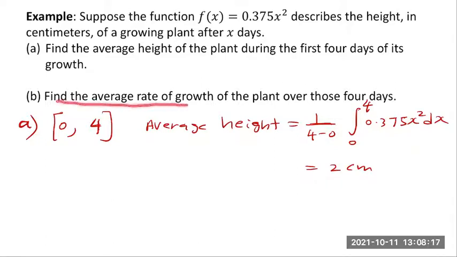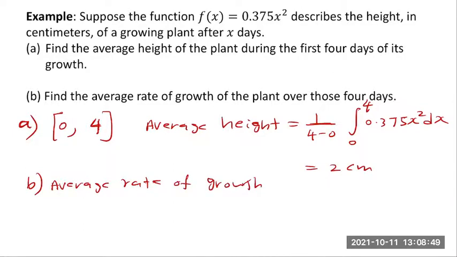Find the average rate of growth of the plant over those 4 days. This time we are asked to find the average rate of growth. How do you find the average rate of growth on that interval? The average rate of growth is given by the slope of the secant line on that interval, right? That is f of 4 minus f of 0 divided by 4 minus 0.